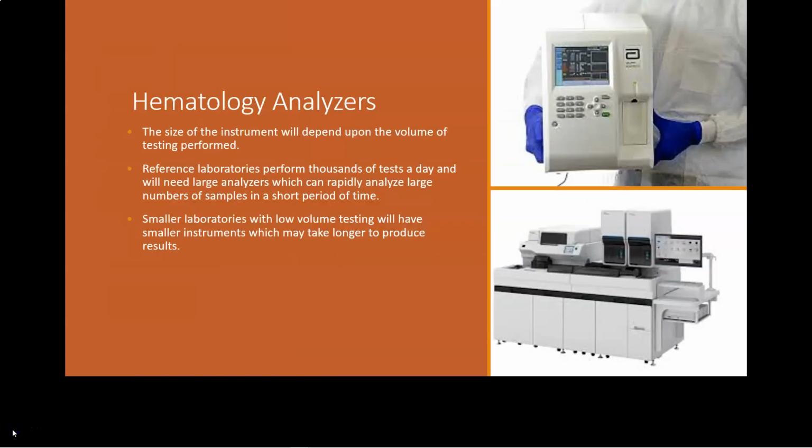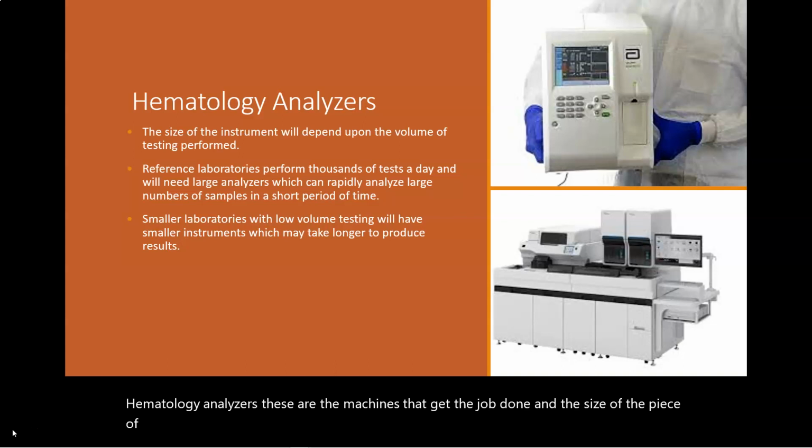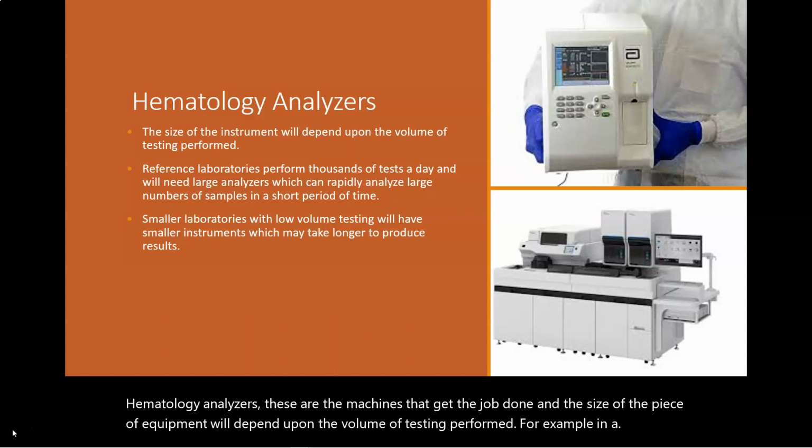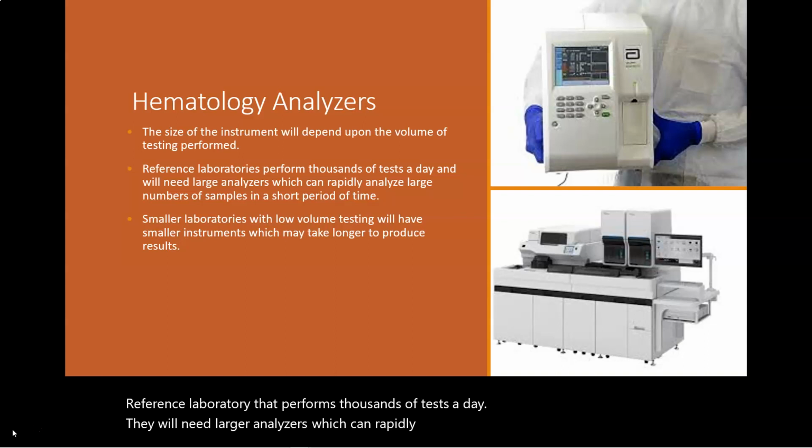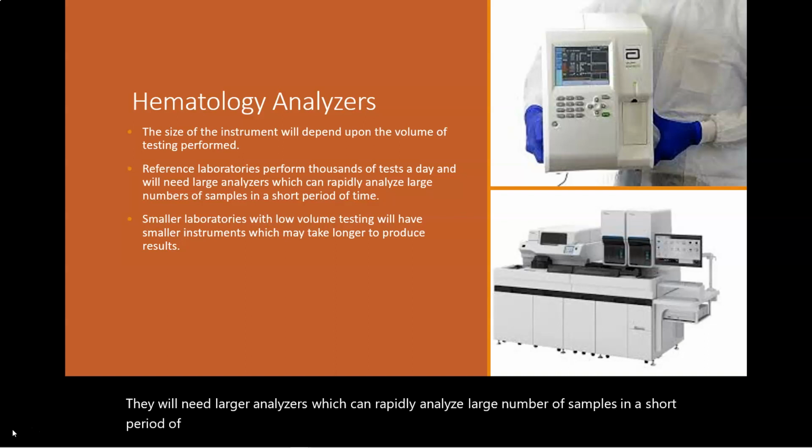Hematology analyzers. These are the machines that get the job done, and the size of the piece of equipment will depend upon the volume of testing performed. For example, in a reference laboratory that performs thousands of tests a day, they will need larger analyzers which can rapidly analyze large number of samples in a short period of time. And that is what is pictured on the bottom right-hand side of the slide.